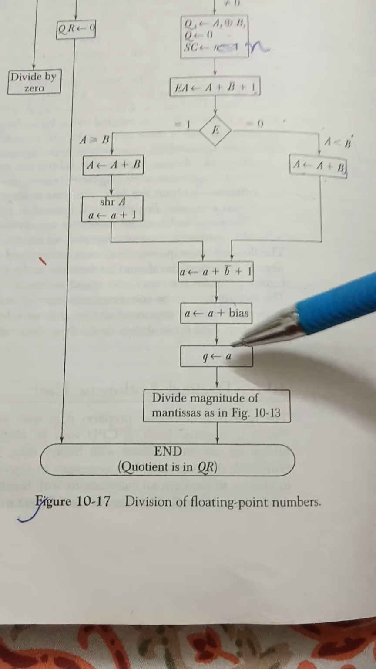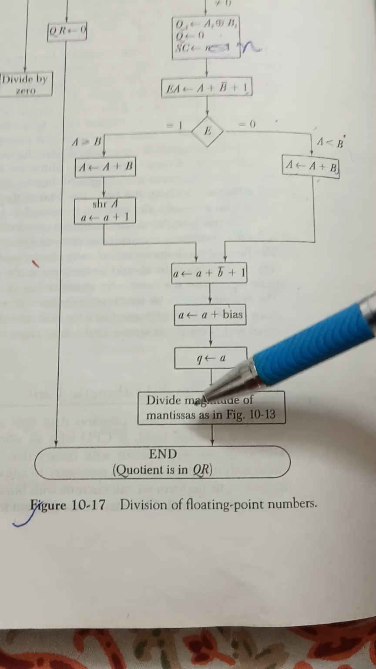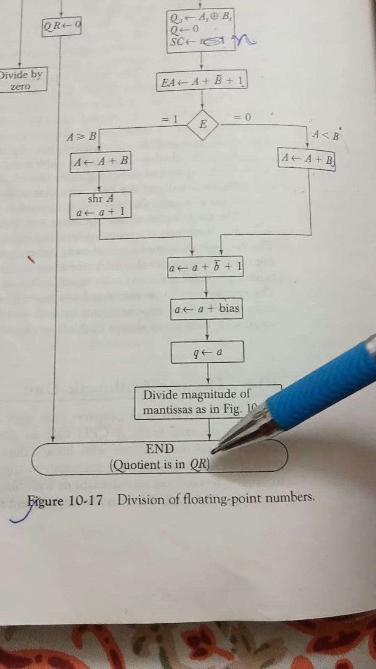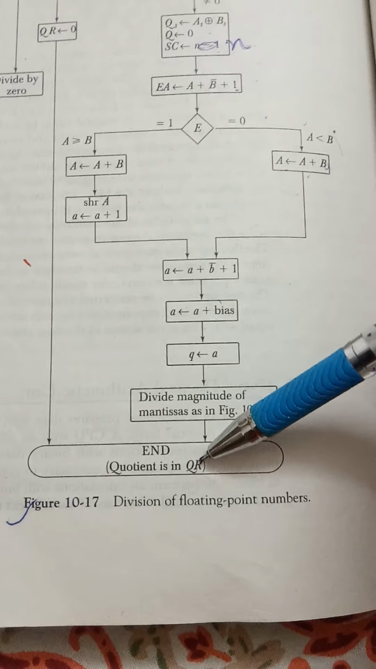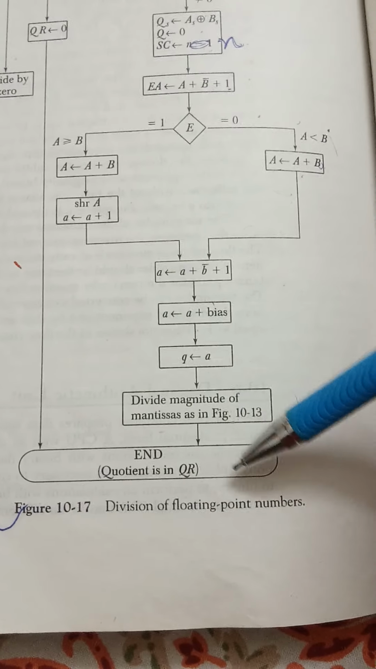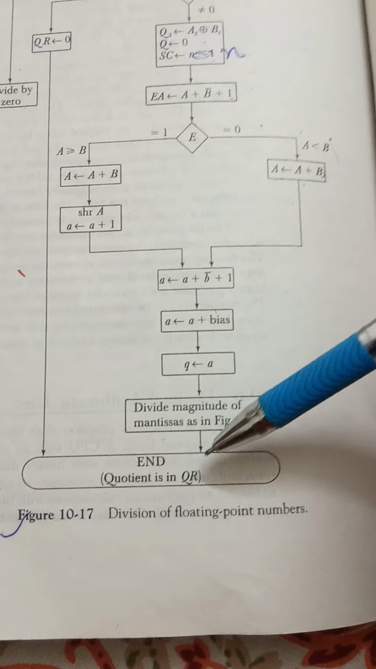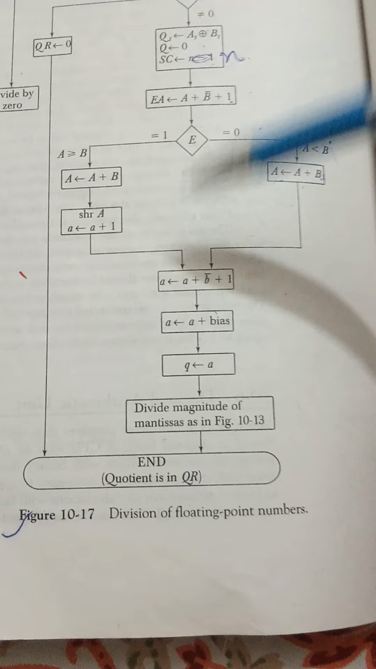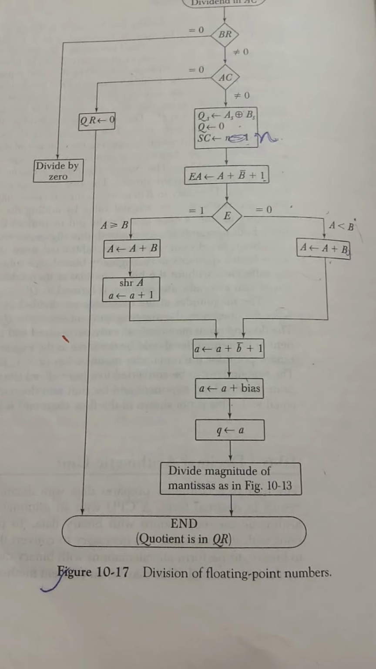So this is how we can divide the floating point binary numbers. The end result will be stored in the register QR. So QR have two parts. One will keep the mantissa, capital Q, and small q, that will keep the exponent of the quotient. Where is the remainder? The remainder remains in register A. So this is how we can divide the floating point numbers.